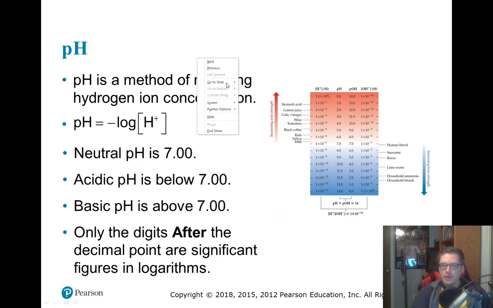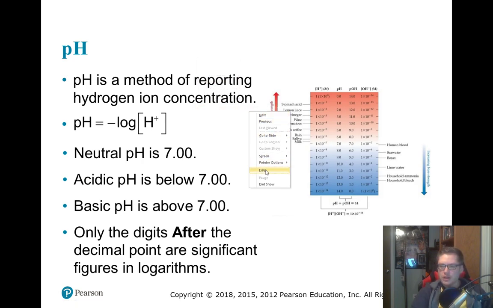Shouldn't be too difficult. Alright, so pH, you've probably heard it before. Not a highlighter, I'm on my pen. Alright, you've probably heard about it before.